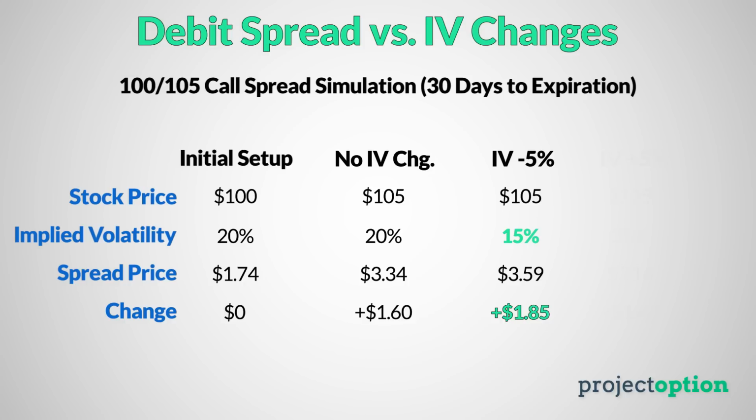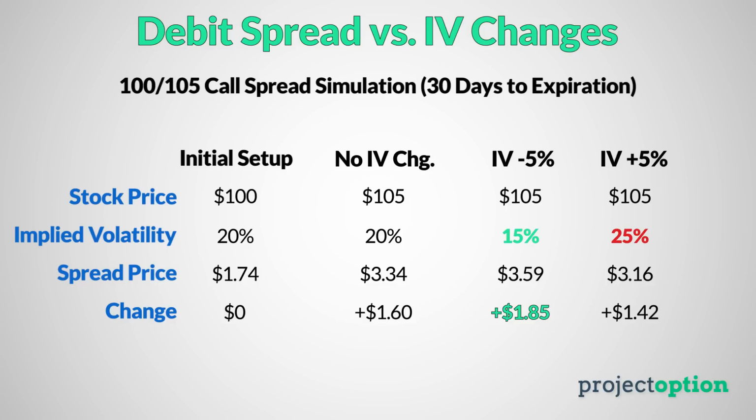Finally, if the stock price increased from $100 to $105 and implied volatility actually increased from 20% to 25%, indicating an increase in the extrinsic value that exists in the stock's options, the 100-105 call spread is estimated to be worth $3.16, which represents a $1.42 increase from the initial purchase price of $1.74.